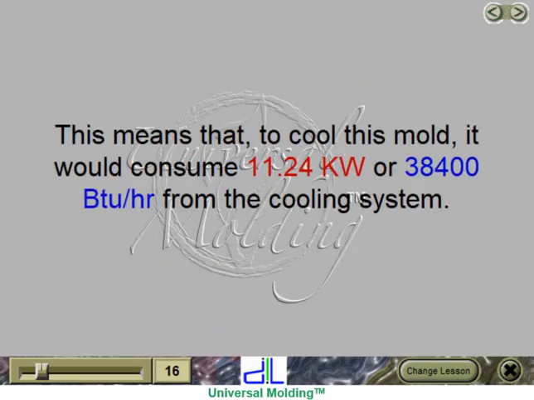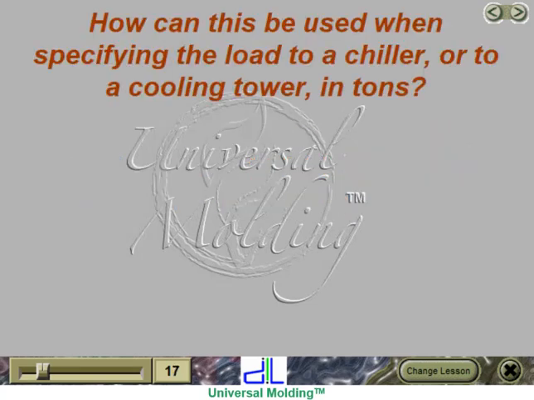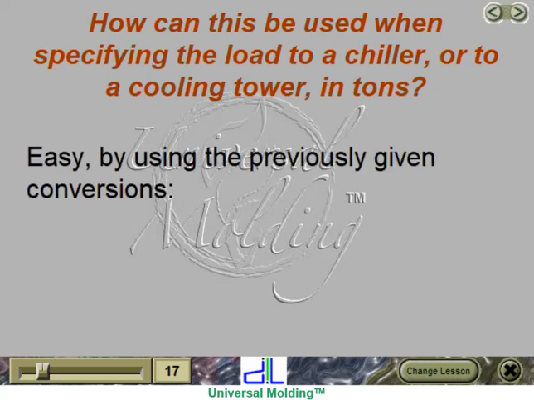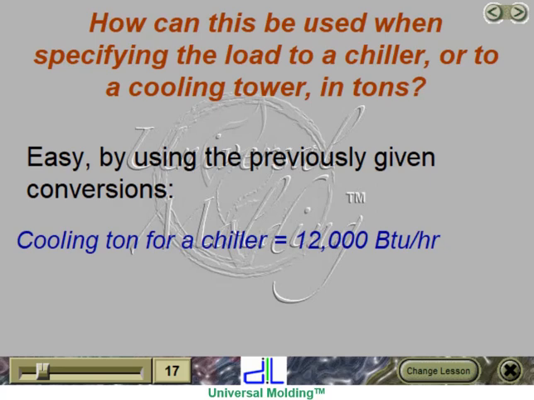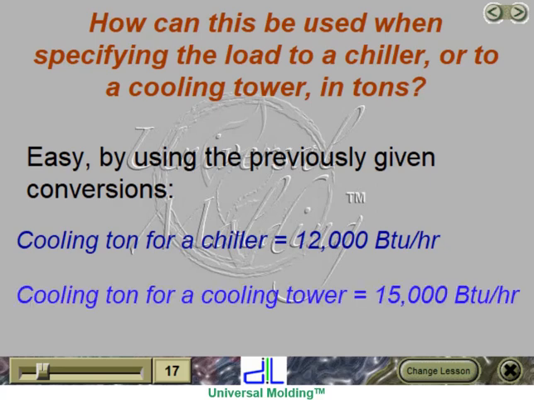This means that, to cool this mold, it would consume 11.24 kilowatts, or 38,400 BTU per hour from the cooling system. How can this be used when specifying the load to a chiller or to a cooling tower in tons? Easy. By using the previously given conversions. A cooling ton for a chiller is equal to 12,000 BTUs per hour, and a cooling ton for a tower is equal to 15,000 BTUs per hour.